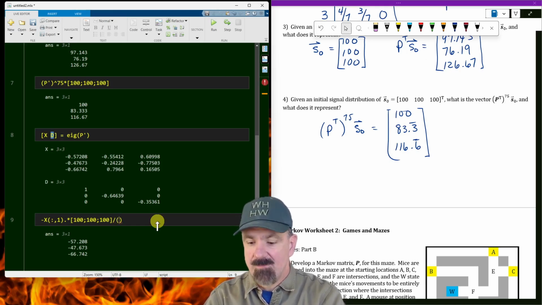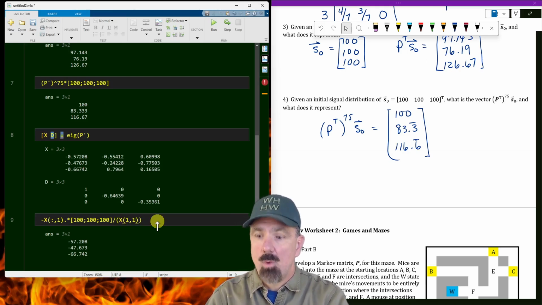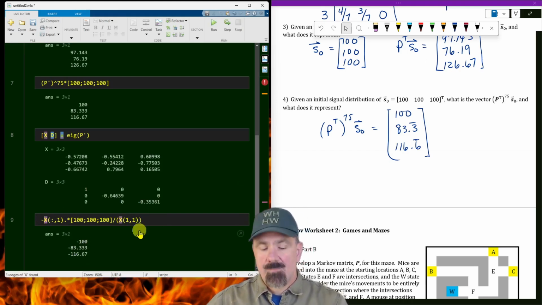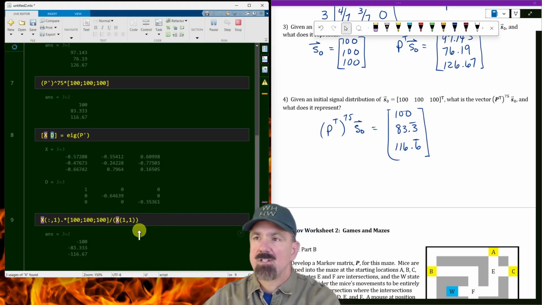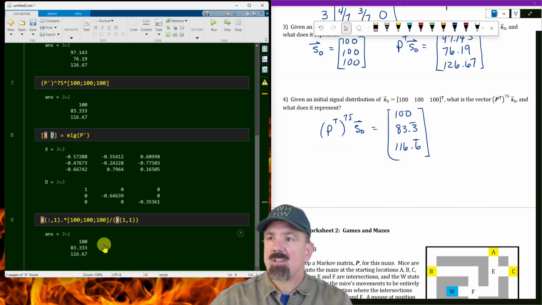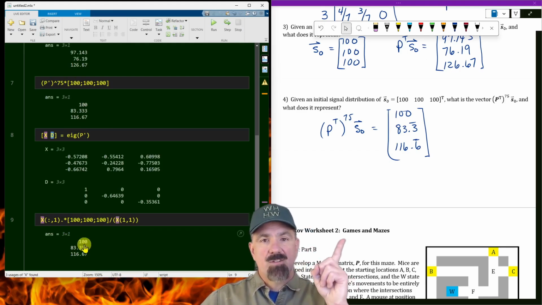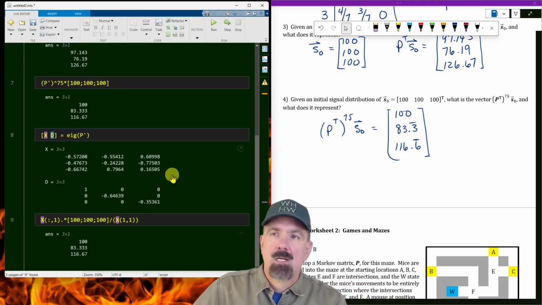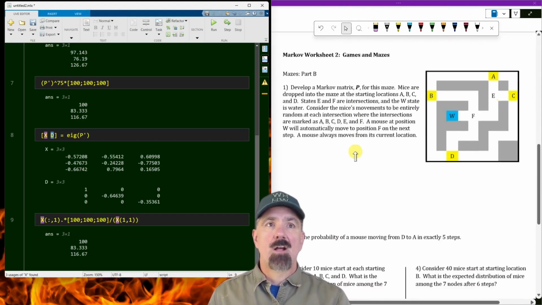So we're going to divide by x1 comma 1, and we end up with this here. Oh, the x1 was negative, so I had the negative of the negative. Okay, and you can see that this matches our distribution. So the eigenvector points in the right direction for steady state, but we can't just grab it and use it straight out. So that's the first example. Let's move on to the second example.